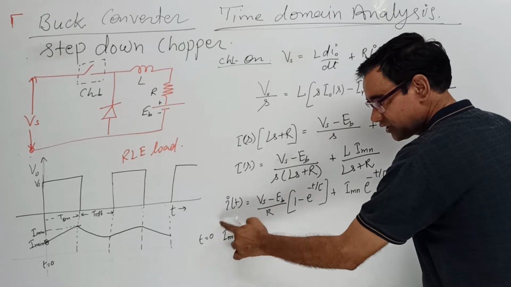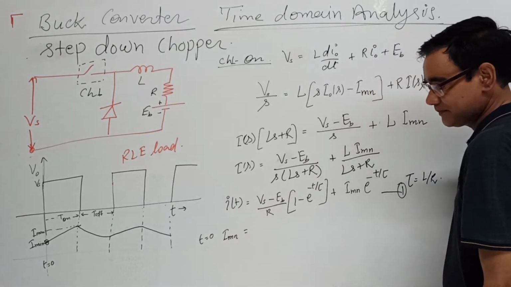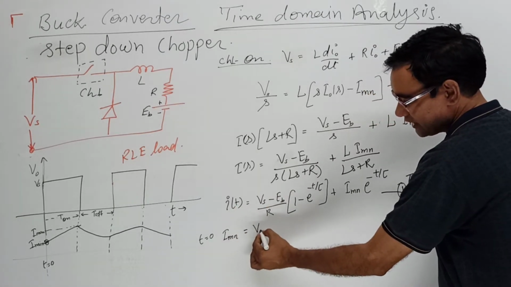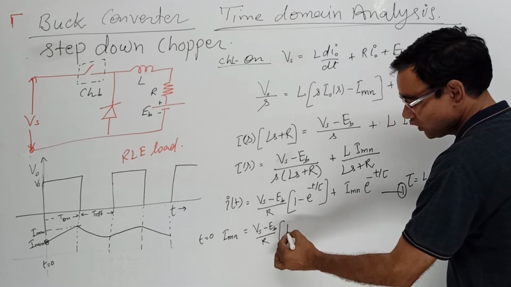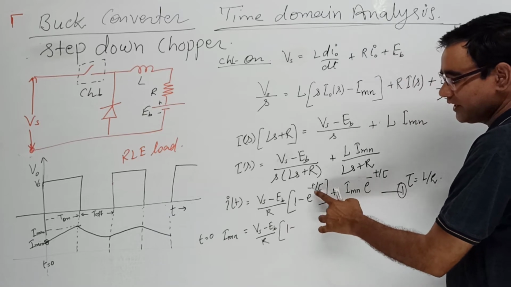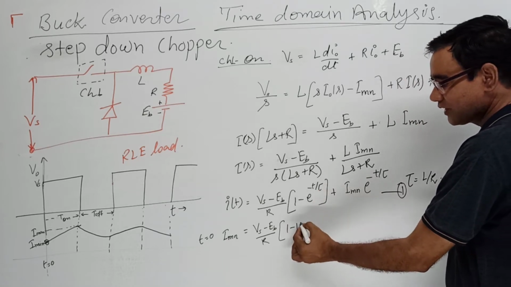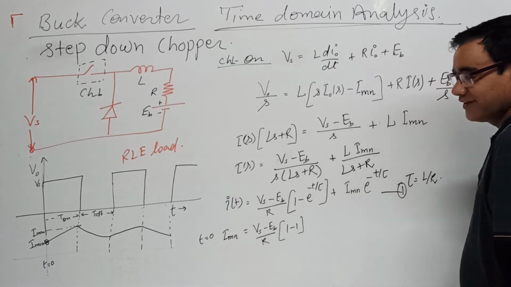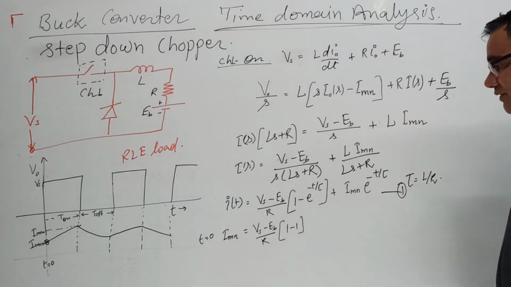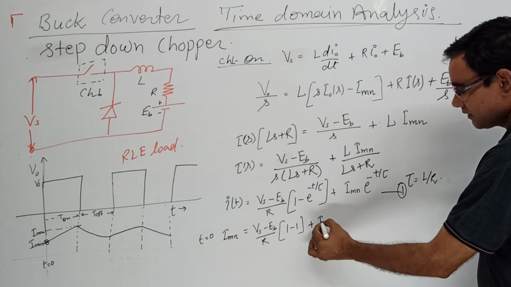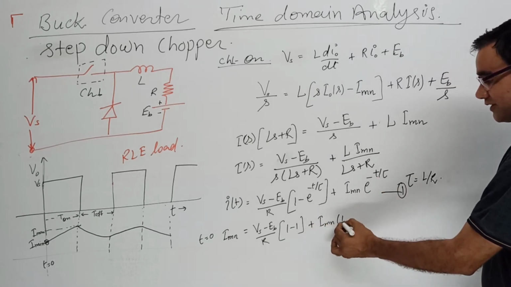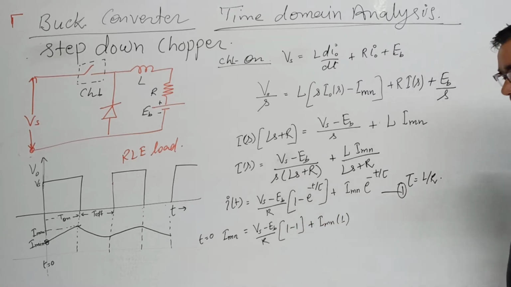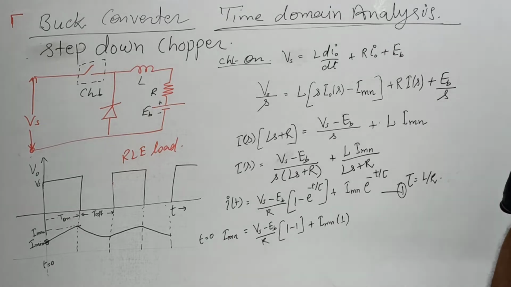When we put t equal to 0 over here, this becomes I minimum. So it is (Vs minus Eb) divided by R times (1 minus e raised to power 0, which is 1, so 1 minus 1, it is 0) plus I minimum times e raised to power 0, which is 1. So I minimum is equal to I minimum. So there is no solution here, but definitely the equation is the right one.